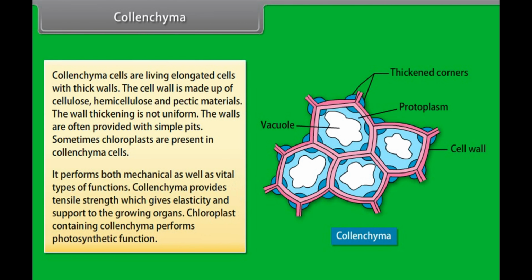It performs both mechanical as well as vital types of functions. Collenchyma provides tensile strength, which gives elasticity and support to the growing organs. Chloroplast-containing collenchyma performs photosynthetic function.